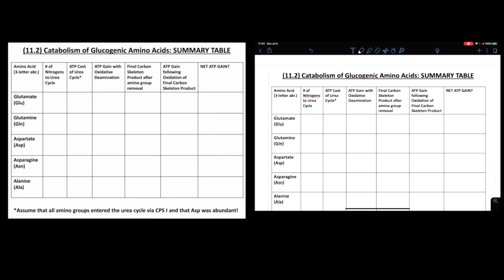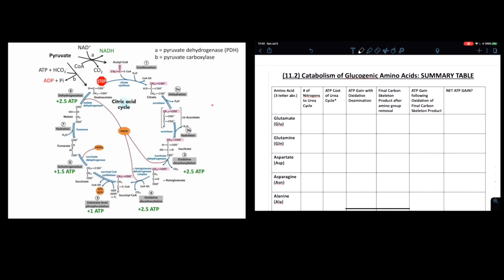So this table in your notes is something that we're going to fill out as we go along, because every amino acid that we're going to work with here in the left column is going to give you a slightly different ATP gain when you catabolize it. Just like in beta oxidation, where we went over how odd number chains, even number chains, and double bonds all gave you different ATP values, we're going to do the same thing and summarize it in this table and calculate the net ATP gain here at the end. Okay, so to go over this table, we need to understand what's going to happen.